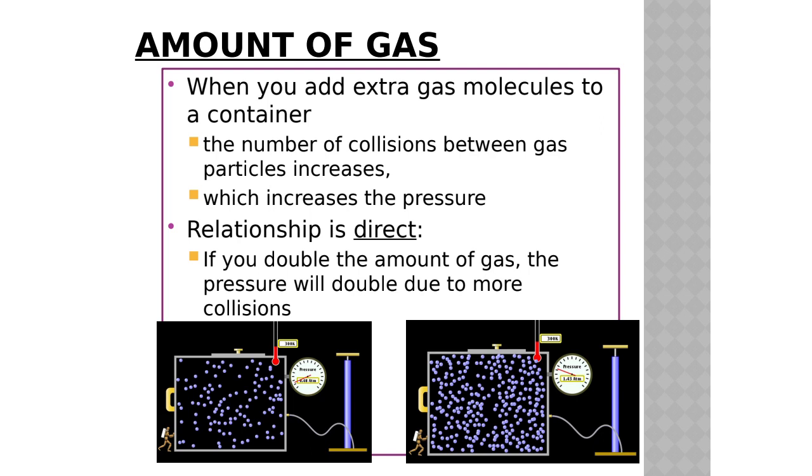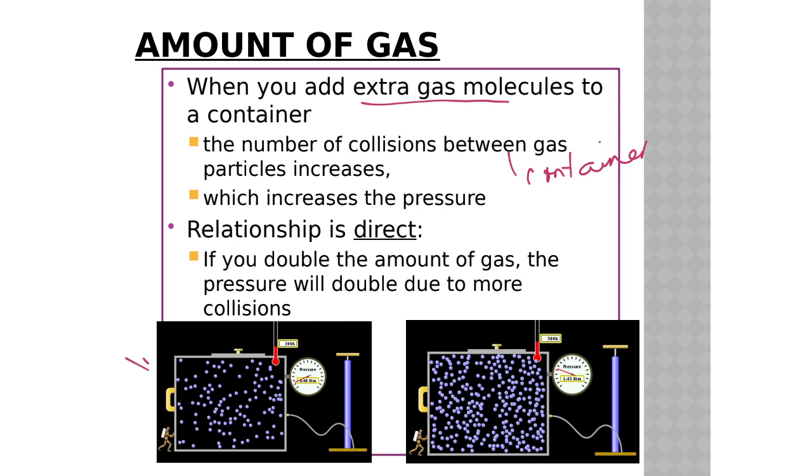Let's go through each variable and comment on how it affects gases. So the amount of a gas is kind of obvious. If you add extra gas molecules to a container that is enclosed, and the gas molecules can't escape, then you are going to notice that the number of collisions between gas particles and also with their container as well, so both of them, is going to increase.